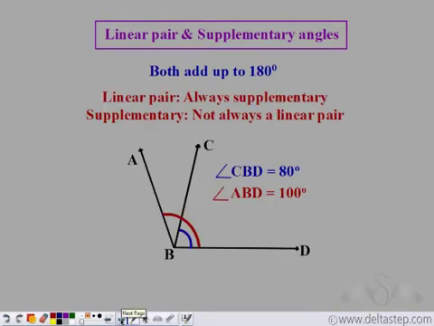Now look at these angles. Angle CBD, which is this angle, and angle ABD, which is this angle. CBD is 80 degrees and ABD is 100 degrees. So they add up to 180. Hence, they are supplementary. But we can clearly see that they are not adjacent, so they do not form a linear pair. So we can say that the linear pair angles are always supplementary, but supplementary angles may or may not be a linear pair. In fact, supplementary angles will be a linear pair only if they are adjacent.